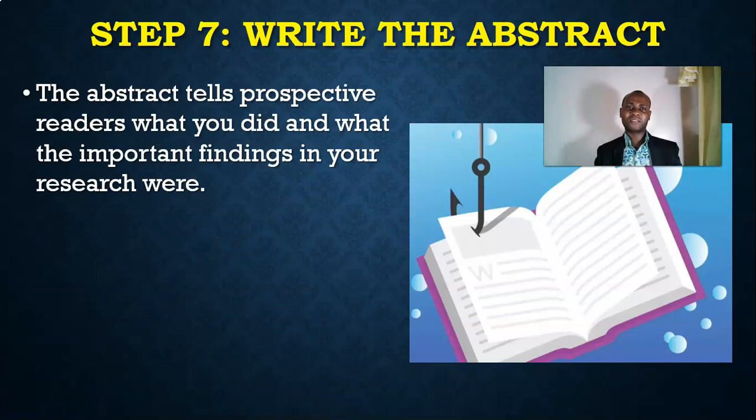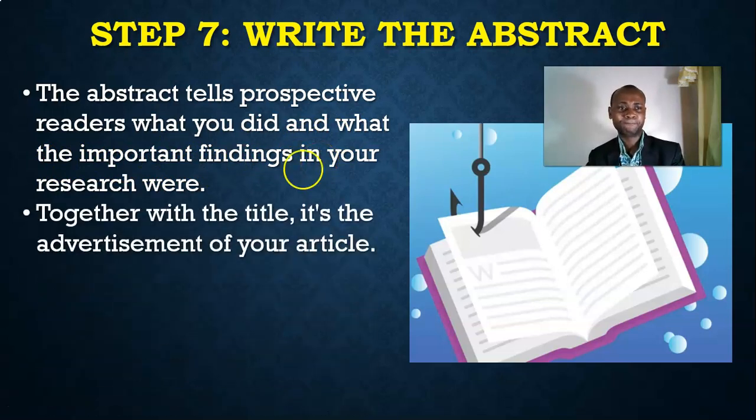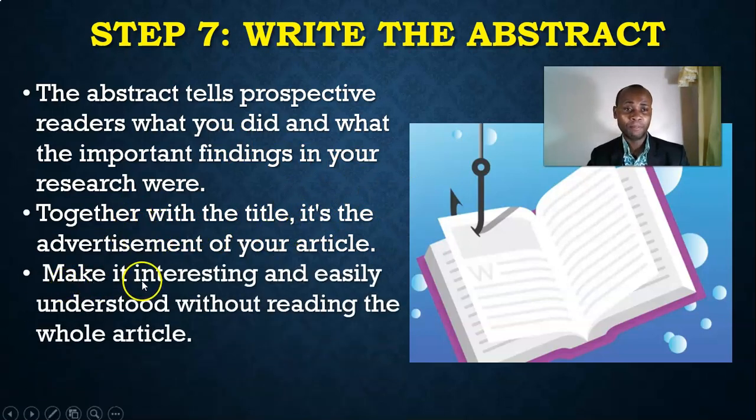Step 7, after you are done with the introduction, now you need to write your abstract. Later, I'm going to talk about the abstract in detail in another presentation. So over here, we are just going to give a brief report. The abstract tells the prospective reader what you did and what the important findings in your research were. Together with the title, the abstract serves as an advertisement for your article. So make it interesting and easy to understand, okay?